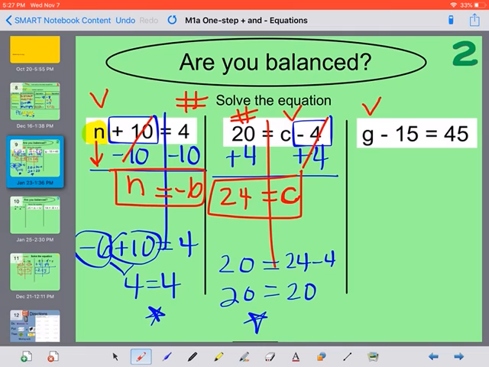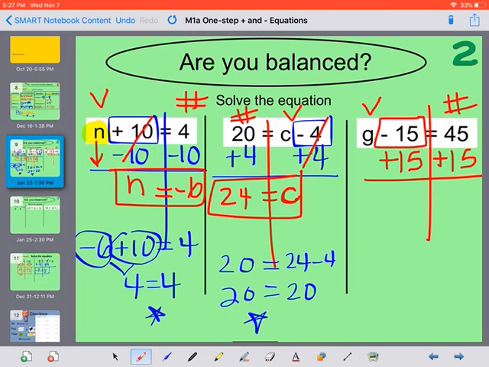Next one, we have our variable on the left, so we need all of our numbers on the right. So we need to move this -15 over to the other side, so I'm going to add 15 to both sides. Remember, a negative and a positive eliminate, they're opposites of each other. So we just have G equal to, and now adding these up, 5 plus 5 is 10. 4 plus 1 plus 1, that gives us 6. So we have G is 60.